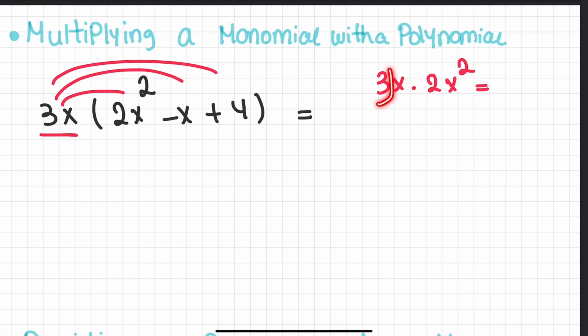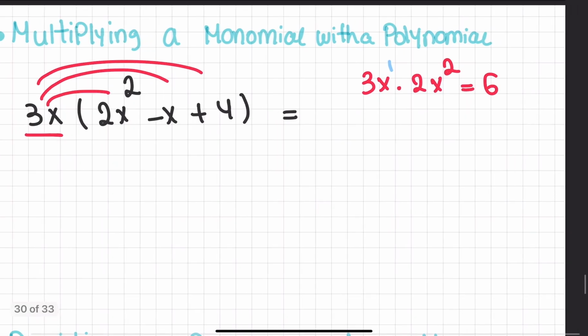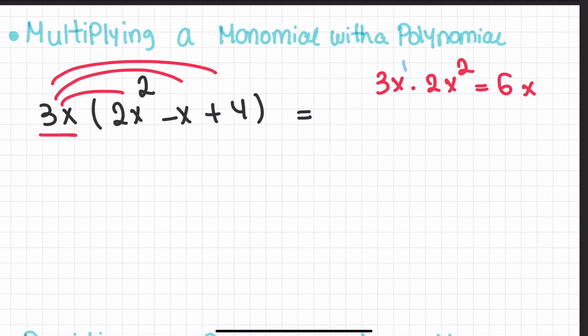So how you have to multiply this? You multiply the numbers first. 3 times 2 is 6. Then you multiply the variables. So this is actually like a hidden 1 here. So it's going to be x to the power of 1 times x to the power of 2. So you write down the variable and you add the powers with each other, which is going to be 6x to the power of 3.